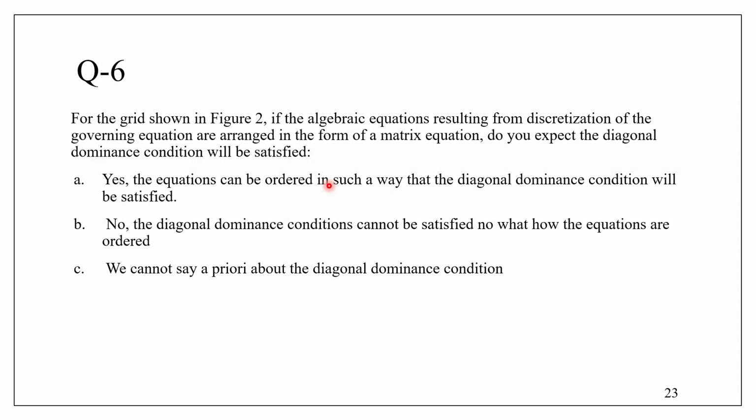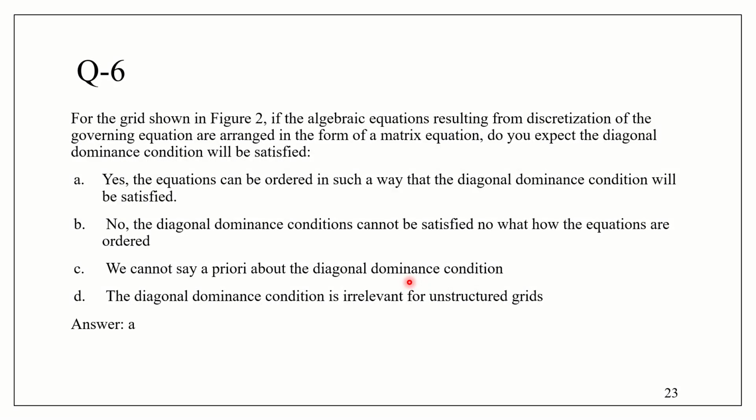Option B states that no, diagonal dominance cannot be satisfied no matter how the equations are ordered. It is false. We cannot say a priori about the diagonal dominance condition. Again, it is false. Diagonal dominance is irrelevant. No, it is again false. So the answer to this particular question is option A. Option A is the right answer.